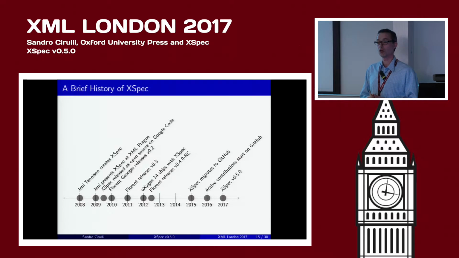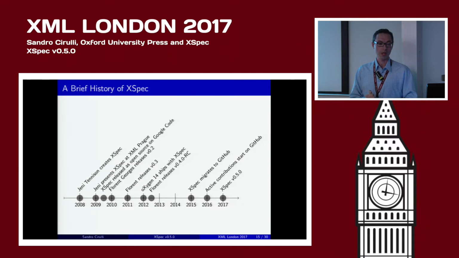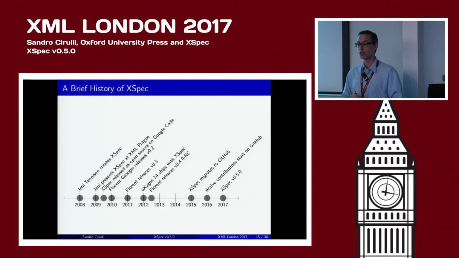XSpec was then released on Google Code, and Florent Georges took ownership of the project and released version 0.2, 0.3, up to 0.4. And then in 2012, with Oxygen 14, if I remember well, XSpec started to be included inside the Oxygen editor, which I think was a massive boost towards using XSpec and making XSpec available to XML developers.